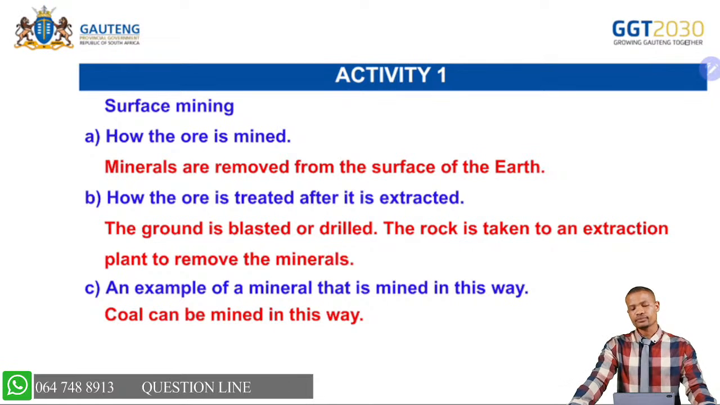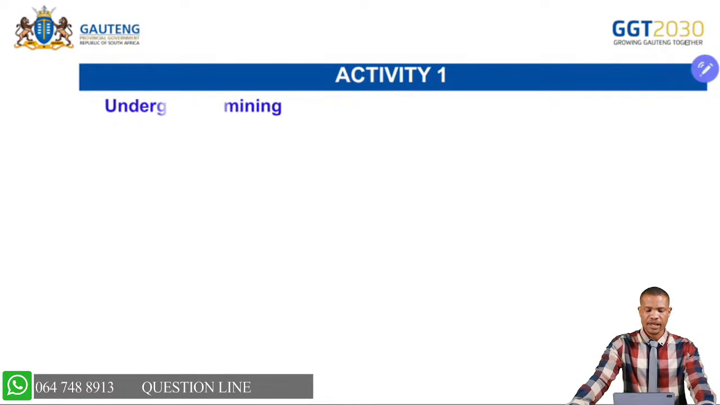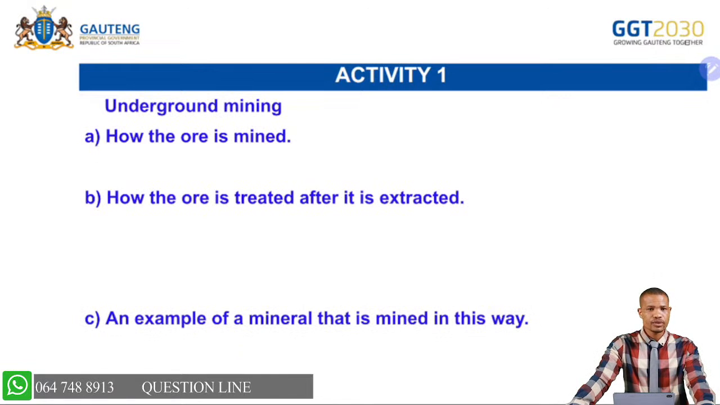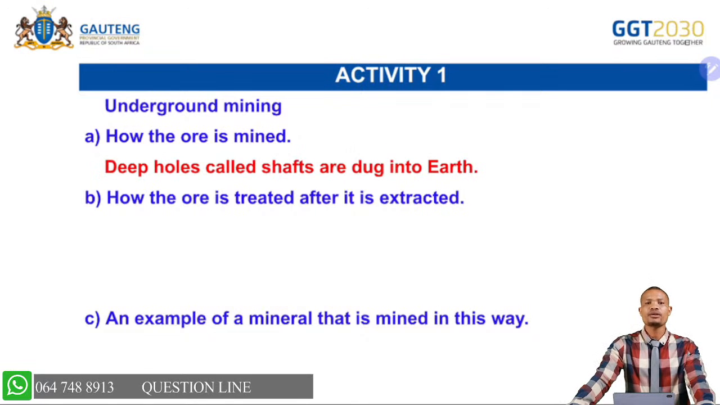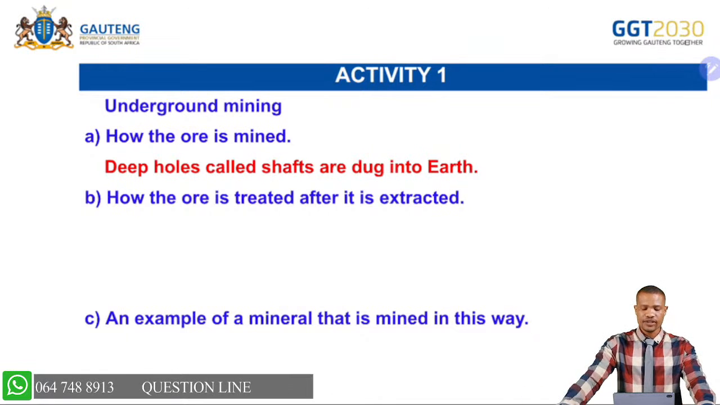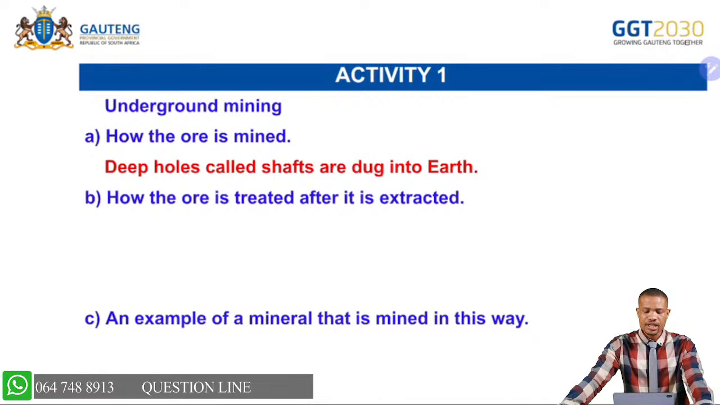Now let's move on to underground mining. For underground mining, how do we mine the ore? Well, to mine the ore, we need to dig holes, right? We dig deep holes which are called a shaft, and we dig them deep into the earth's surface or the crust of the earth. How do we treat the ore after extraction?